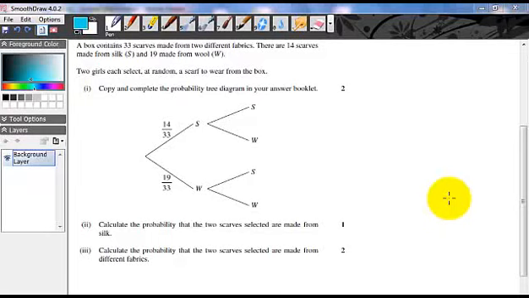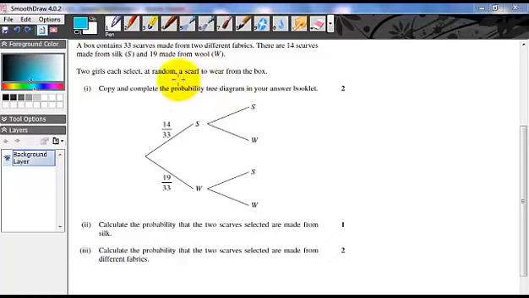Alright, here we go. So we've got question 27, I think E it is. A box contains 33 scarves made from 2 different fabrics. There are 14 scarves made from silk and 19 made from wool. 2 girls each select at random a scarf to wear from the box. Copy and complete the tree diagram in your answer booklet.